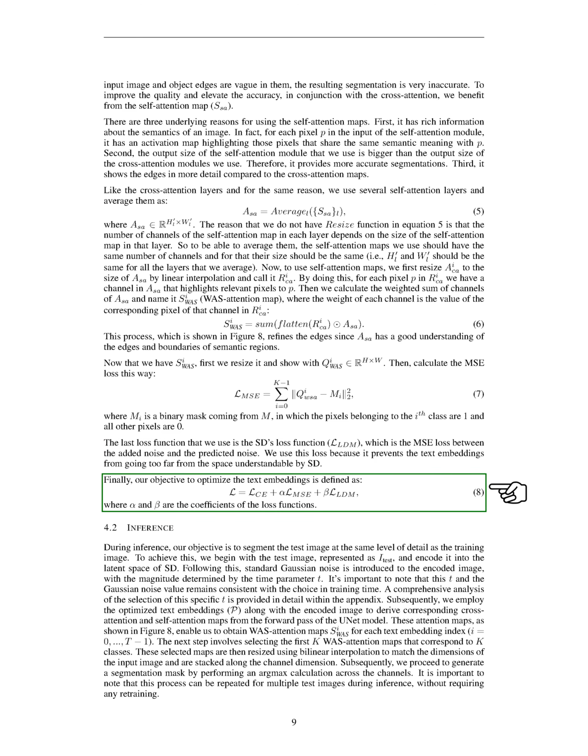Our objective to optimize the text embeddings is defined as the sum of the cross-entropy loss, the MSE loss, and the SD's loss function, each multiplied by a coefficient.